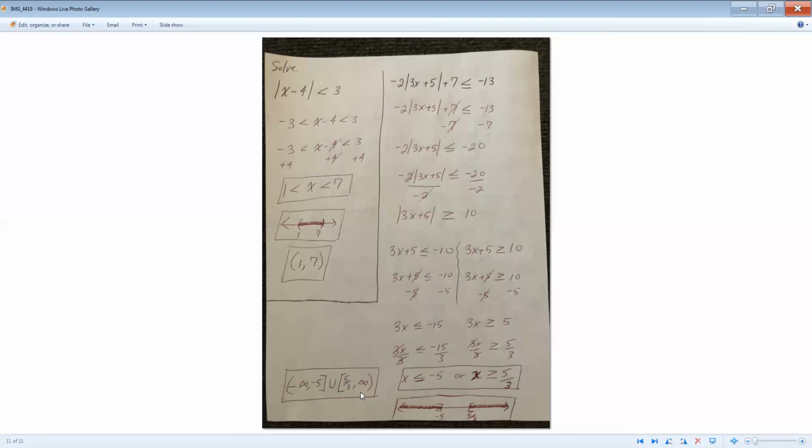Once again, if you have any questions about these symbols or solving inequalities, check out those other two videos that I have, solving linear inequalities and solving absolute value equations. Let me know if you have any questions.